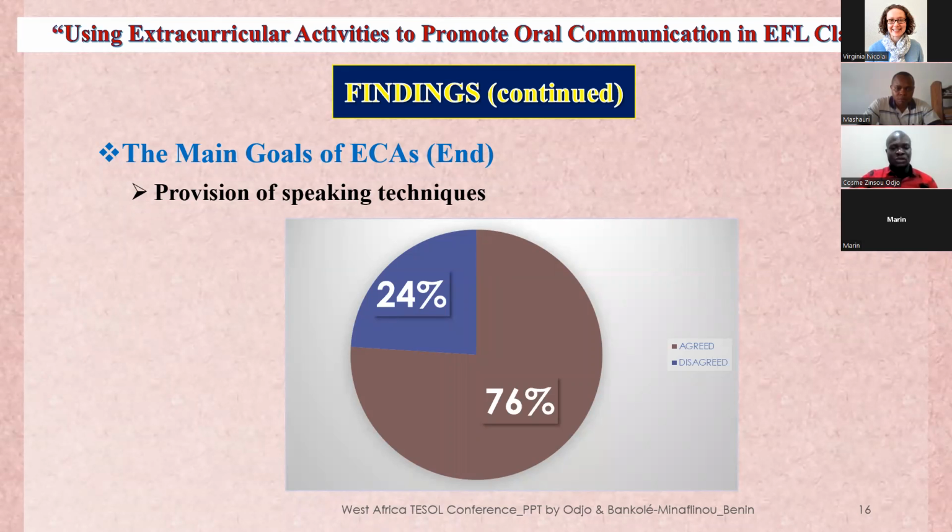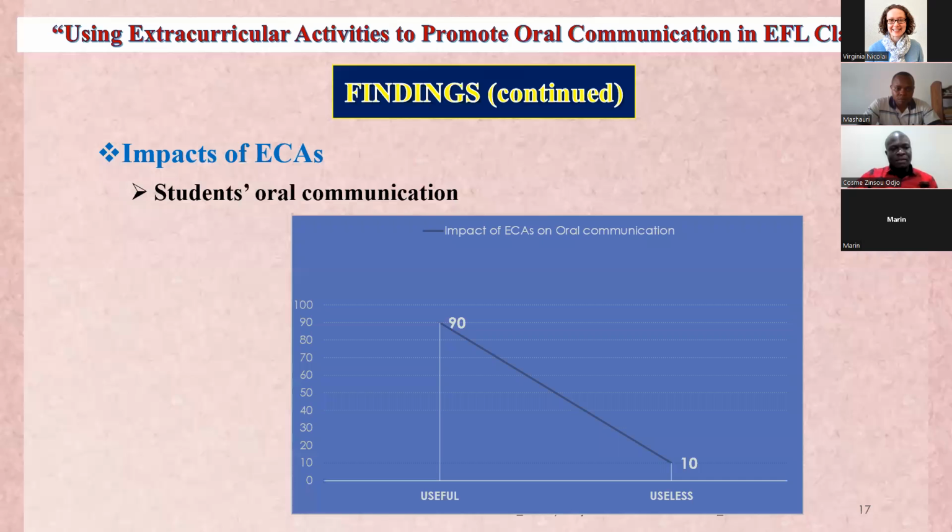oral communication. Now, let's come back to the second research question, which is related to the impact of extracurricular activities, especially English clubs. And here, as you can see, 90% of the participants recognized that extracurricular activities, especially the English club, are very useful for students to improve their oral communication.